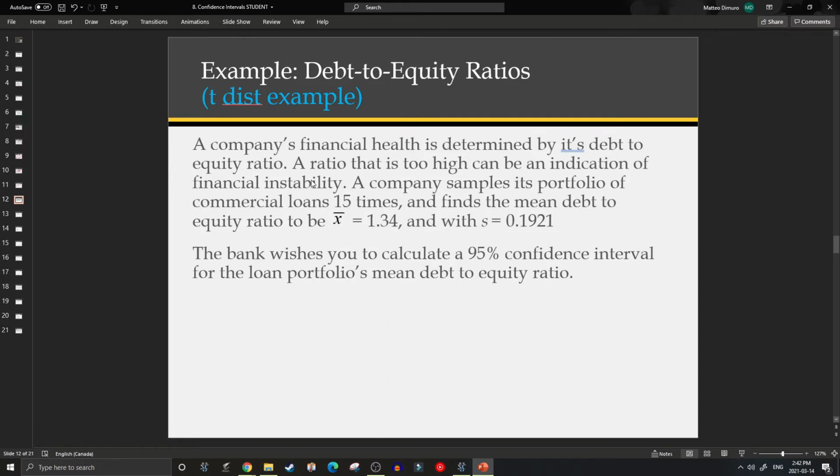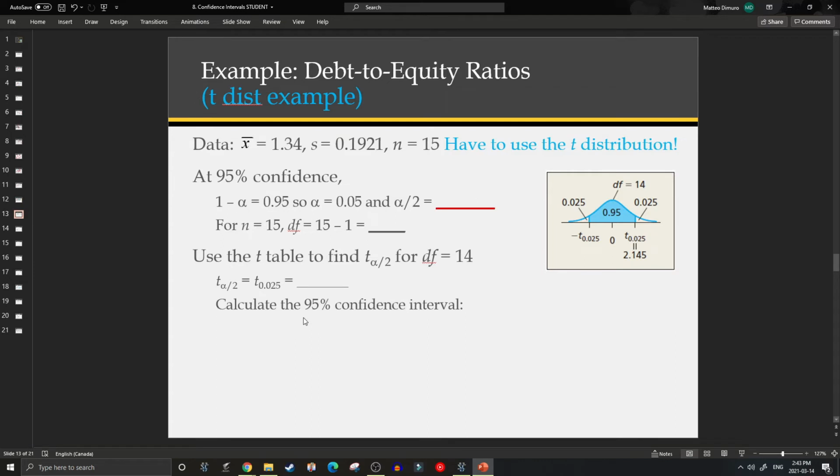Sometimes they can get a little wordy here, but a company's financial health is determined by its debt to equity ratio. A ratio that is too high can be an indication of financial instability. A company samples its portfolio of commercial loans 15 times. I believe we've seen this question before. And finds the mean debt to equity ratio to be x bar equals 1.34 with a sample standard deviation of 0.1921. And the bank wishes you to calculate a 95% confidence interval for the loan's mean debt to equity ratio. So they're saying, hey, can you give us a range of what the mean debt to equity ratio actually is? And the answer is, of course we can.